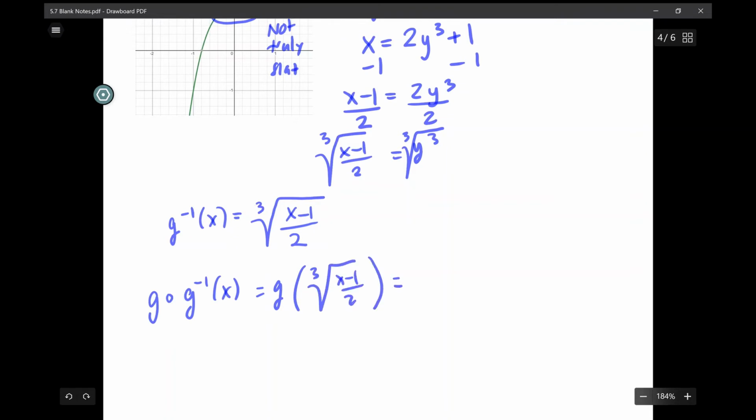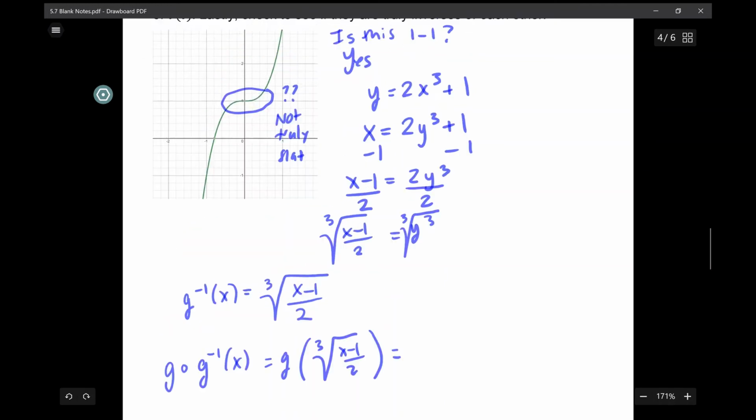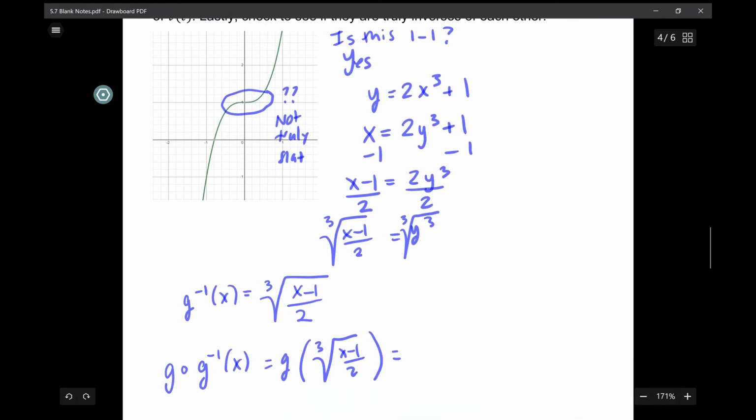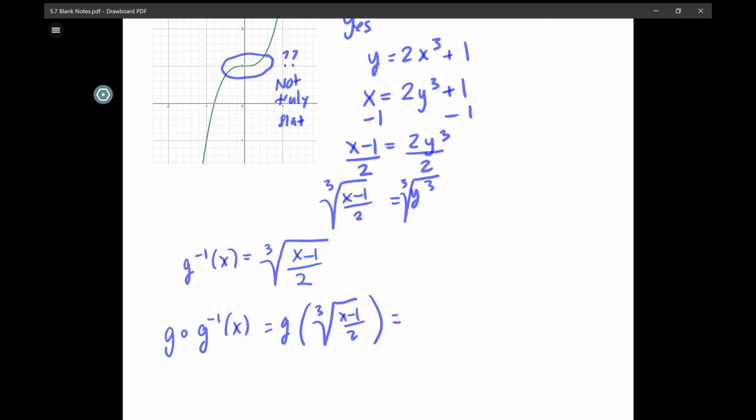So in my original function g, which is 2x cubed plus 1, everywhere I see an x, I'm now going to write this cube root thing. So it's 2, here's my x, cube root of (x minus 1) over 2, cubed, plus 1. All right, let's simplify this.